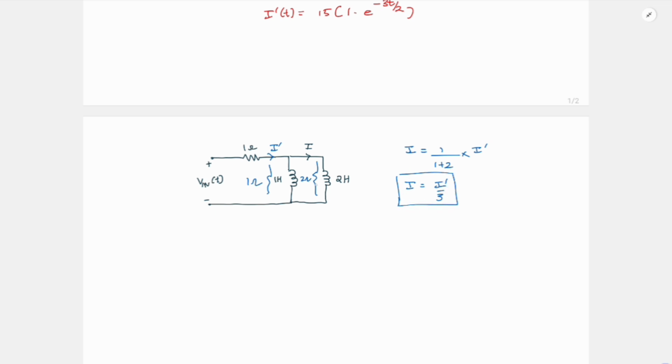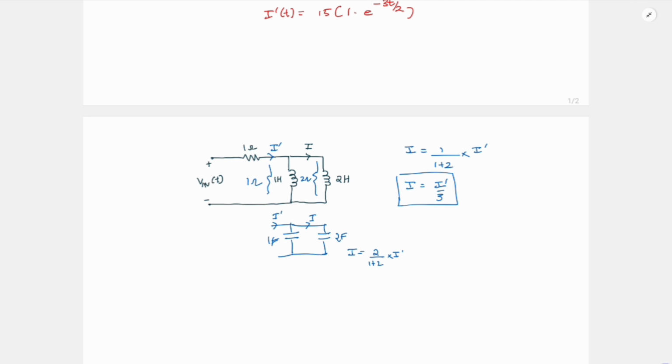So why is it so? If you see this, this is 2 ohm and 1 ohm. So 2 by 3 of the current flows through this 1 ohm and only 1/3 of the current flows through this 2 ohm. Similarly, it is the same case for inductor. But on the other hand, if it was a capacitor, say 1 farad and 2 farad, with I dash and I, here it is directly proportional. So I is equal to 2 by 1 plus 2 into I dash. You need to keep that in mind.